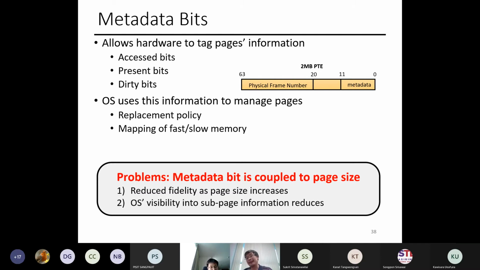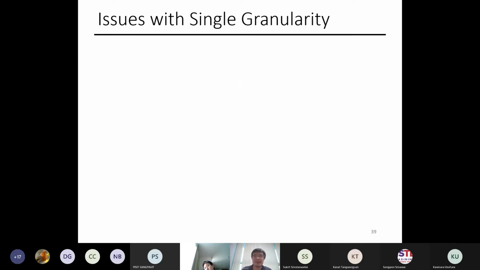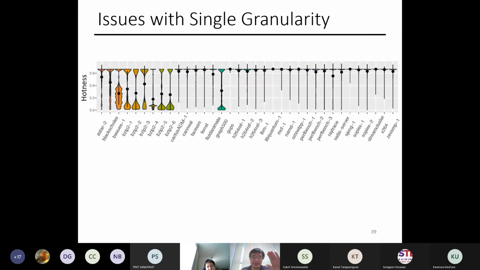Because sometimes the policy is only trying to be imposed on just a fraction of a page. And the issue with single granularity is as follows. This plot shows the hotness value. What do I mean by hotness? Hotness means how often I actually have to access that part of the data.